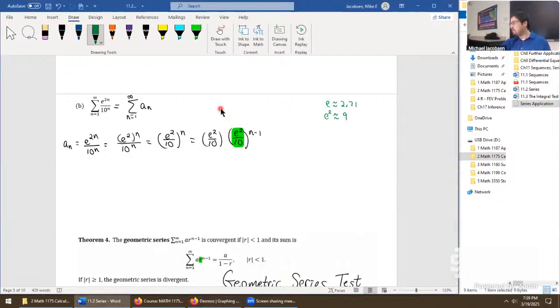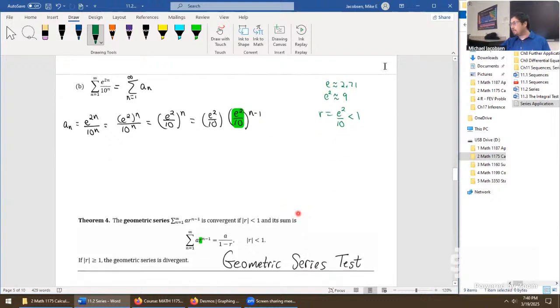Let's say here, r, e squared over 10, it's less than 1 in absolute value, but you don't need to put in the absolute value sign if you're looking at something positive. This is the condition for convergence, so we can say converges by the geometric series test. But we're not done. Now that we know it converges, the follow-up question is, what does it converge to? So that's going to be our last line to follow up with this. Any questions first, folks? Just determining whether it converged at all.